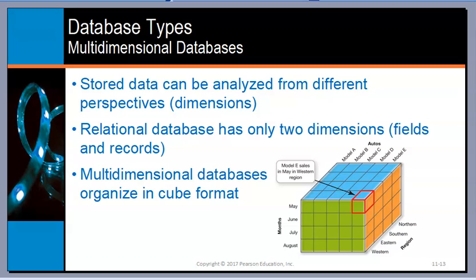Database types also include multi-dimensional databases, which can store data that can be analyzed from different perspectives. Another way of looking at dimensions: a relational database has only 2 dimensions, fields and records. Multi-dimensional databases organize in what we consider a cube format, with many different ways to organize information, for example by month, by region, by model. Again, they can be fairly powerful and very useful, but because of the skill sets required, the pay for people who work on multi-dimensional databases tends to go up.